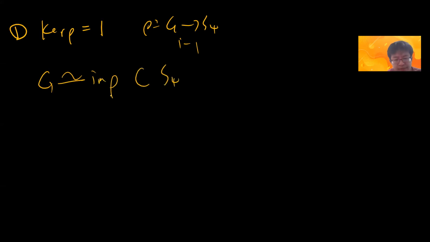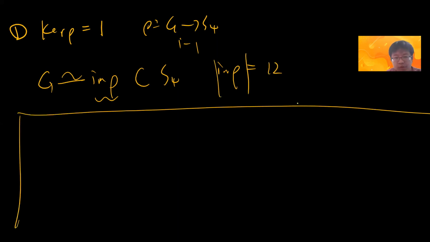Okay, so if kernel rho is 1, that means rho to S4 is injective. So G will be identified, by the first isomorphism theorem, G modulo the kernel, which is the identity, is isomorphic to some subgroup of S4. The image of rho will be a subgroup of order 12.